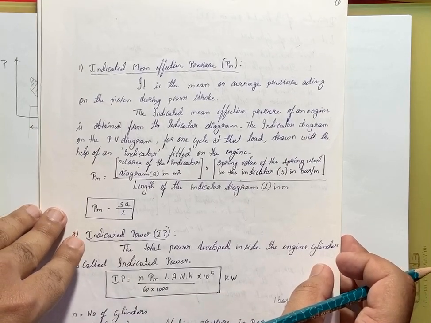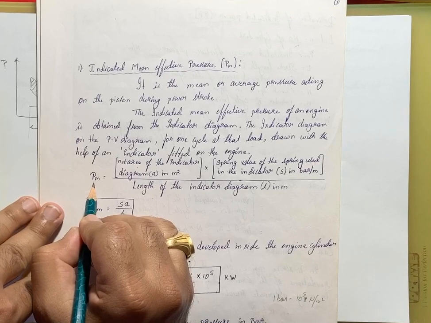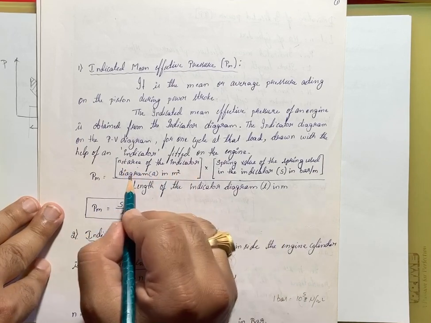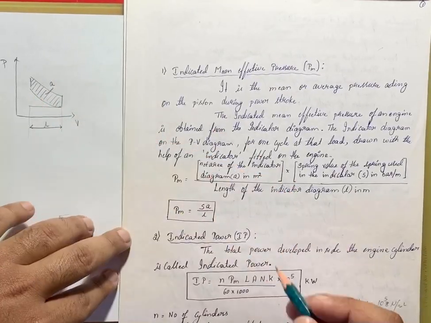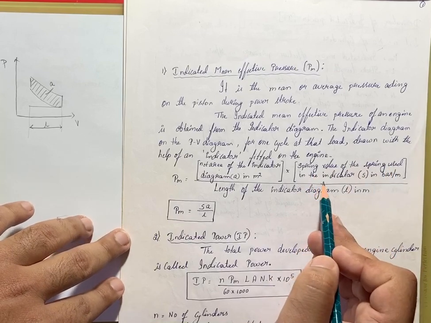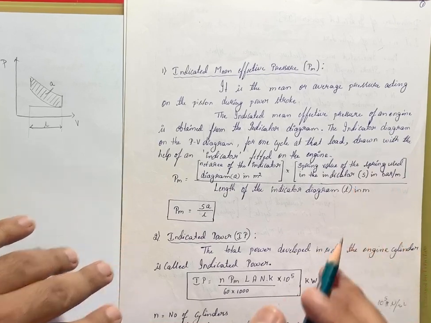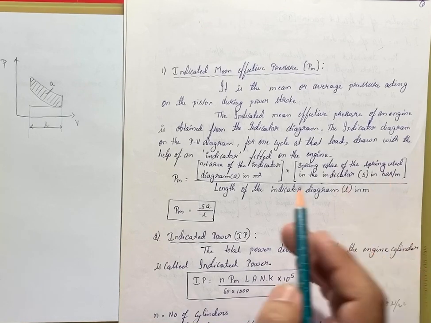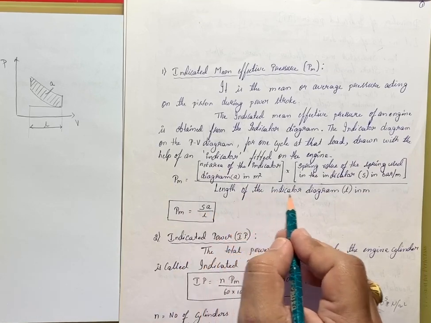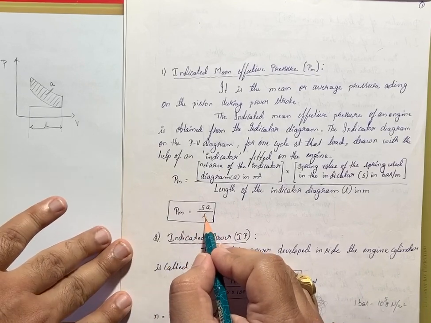Now, what is the mean effective pressure? Mean effective pressure is represented by the letter Pm. It depends on the net area of the indicator diagram, that is this area a, and the spring value of the spring used in the indicator, in terms of bar per meter. That is the spring value S here, and then the length of the indicator diagram, this length l. That means Pm is S a divided by l.